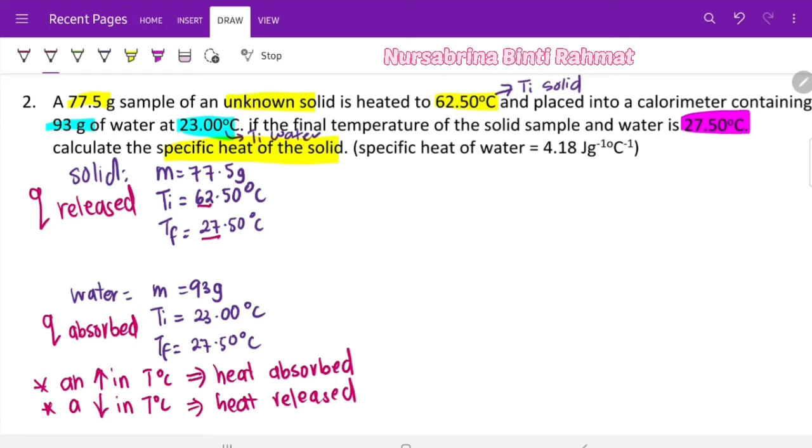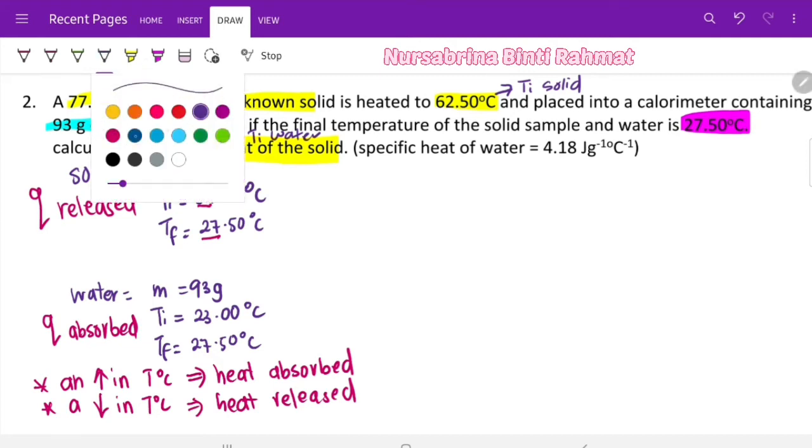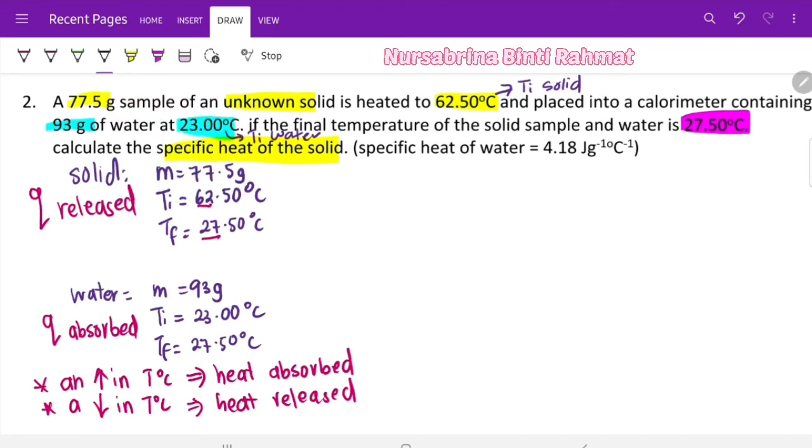So now we already have enough information for us to calculate and solve this question. Let's write down: Q release, Q referring to heat, equals Q absorb.